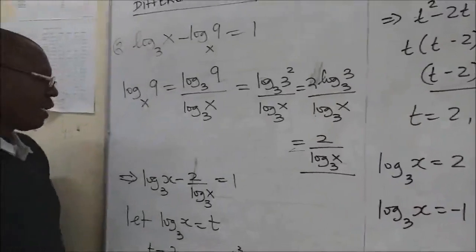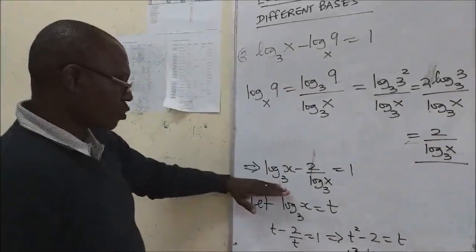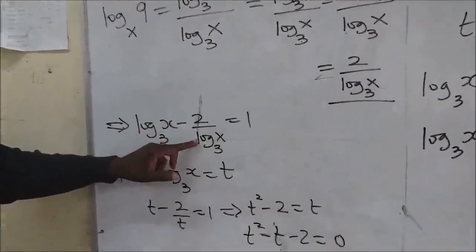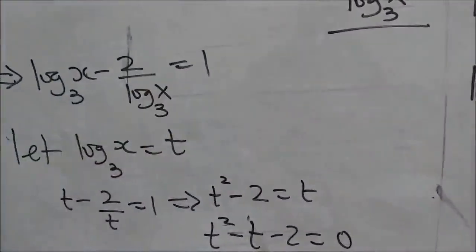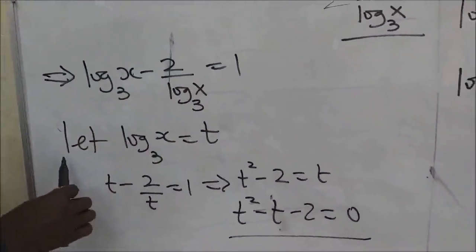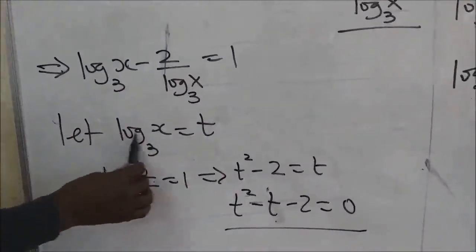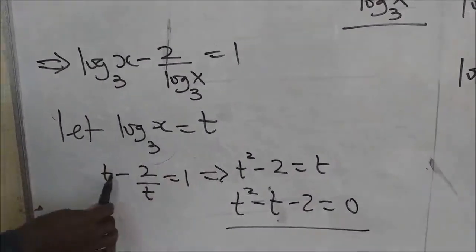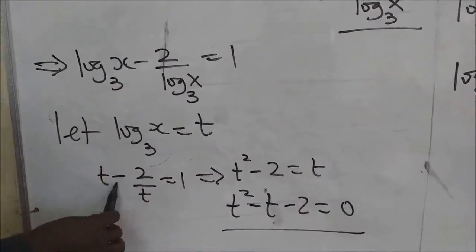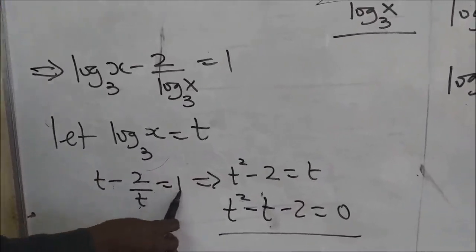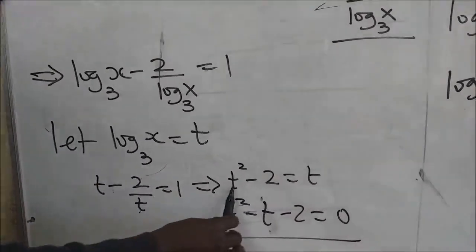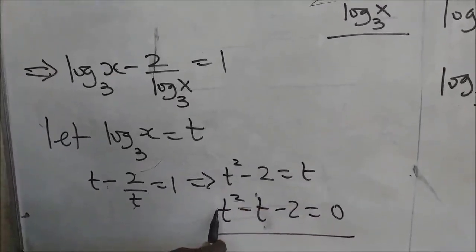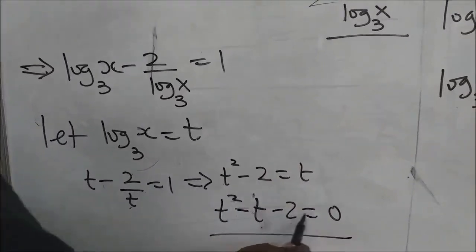And this equation now transforms to log x base 3 subtract 2 over log x base 3 equals 1. I introduce a dummy variable t by letting log x base 3 be t. Where there is log x base 3, I put t, and now I have t subtract 2 over t equals 1. Multiply through by t, I have t squared subtract 2 equals t. Rearrange, we have t squared subtract t subtract 2 equals 0.